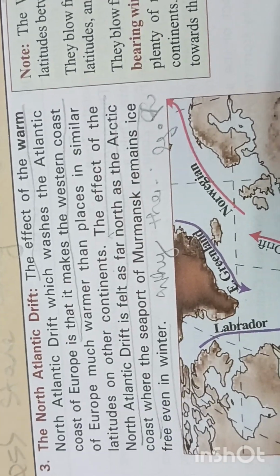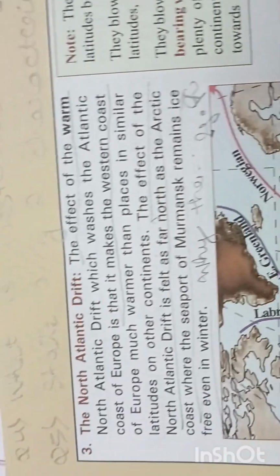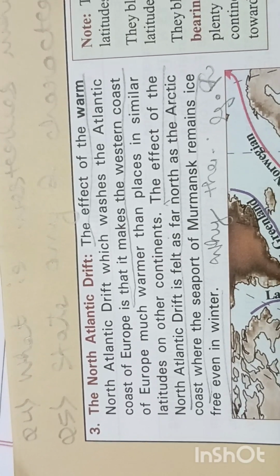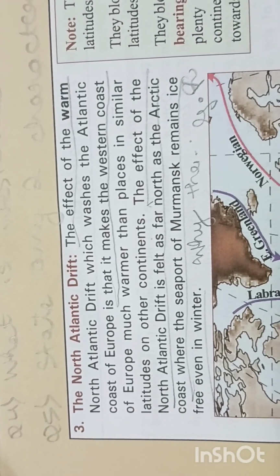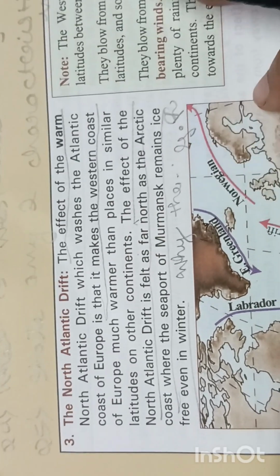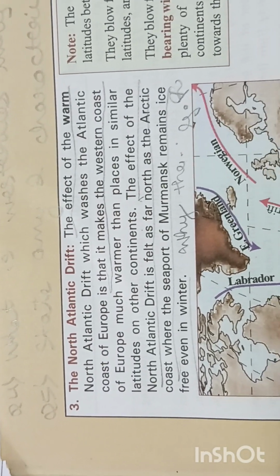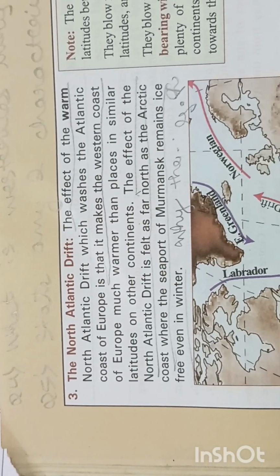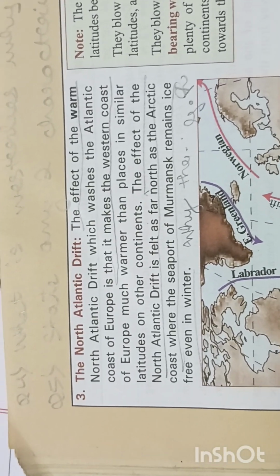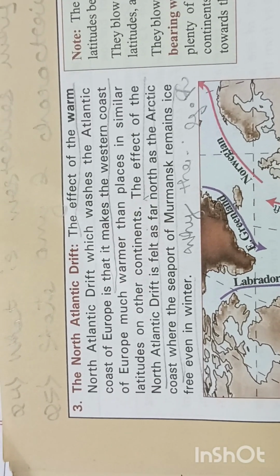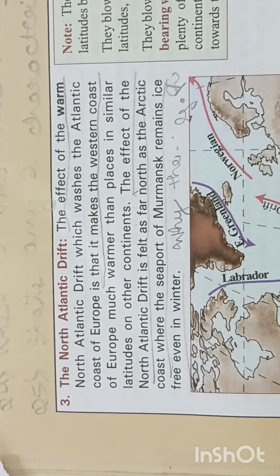It makes the western coast of Europe so much warmer than the places at similar latitudes on other continents. Try to understand that it is so warm that it makes the western coast of Europe much warmer. Which coast? Western coast of Europe.